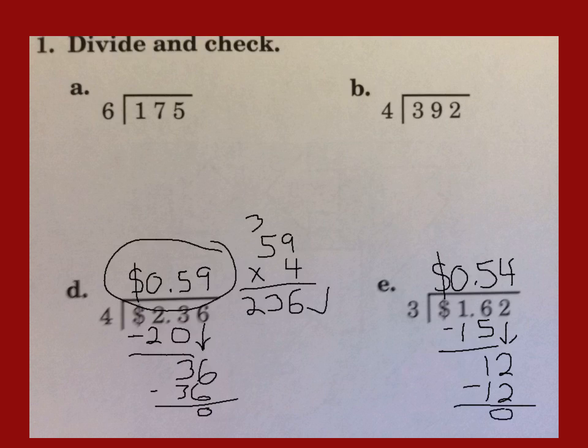And we'll check that. I'm going to check it up here because I ran out of room. 54 times 3. 3 times 4 is 12. Carry the 1. 3 times 5 is 15. Plus 1, 16. And so that checks.